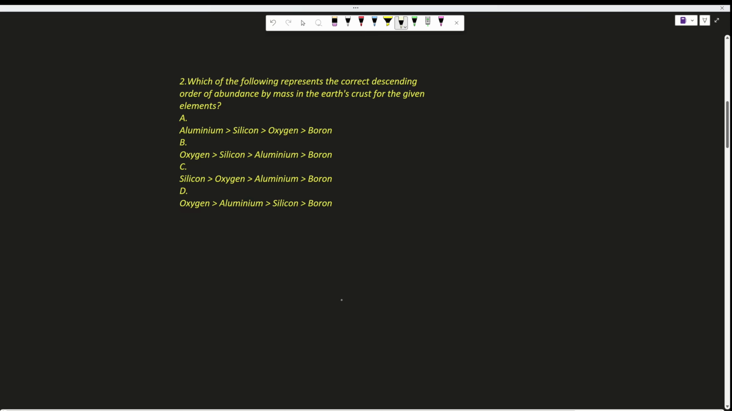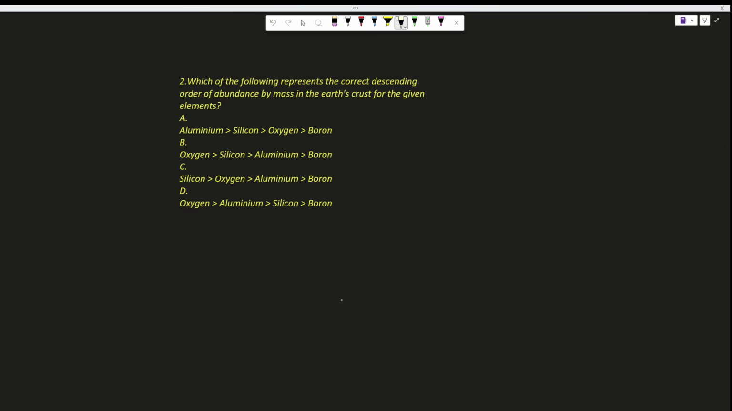Which of the following represents the correct descending order of abundance by mass in the Earth's crust for the given elements? See, this is related to the abundance of elements. It is a little memory based, meaning you should know the actual order. It is a bit like a general knowledge question as well. You will know oxygen is the highest, then silicon, then we have aluminium.